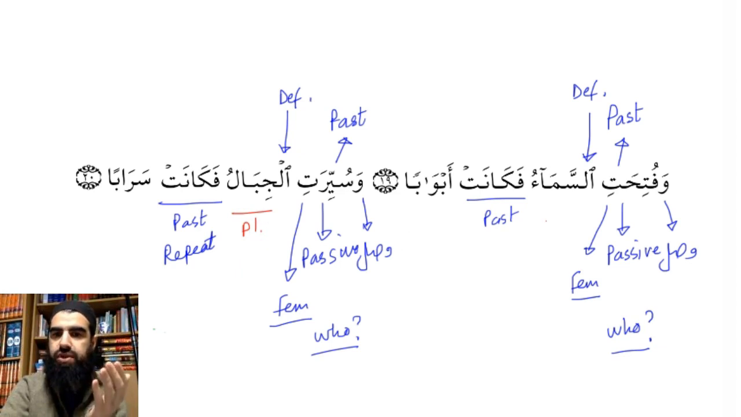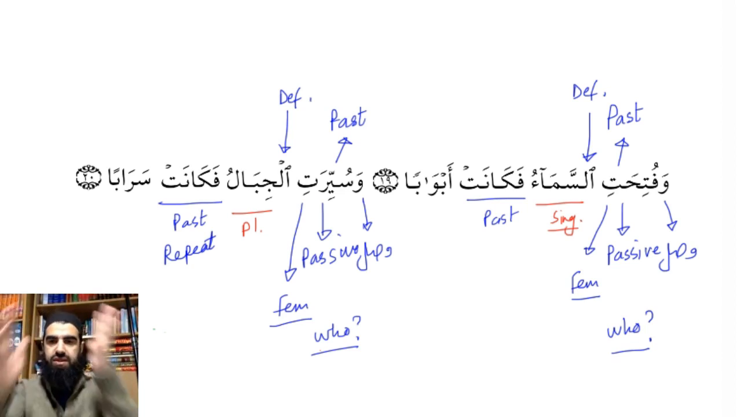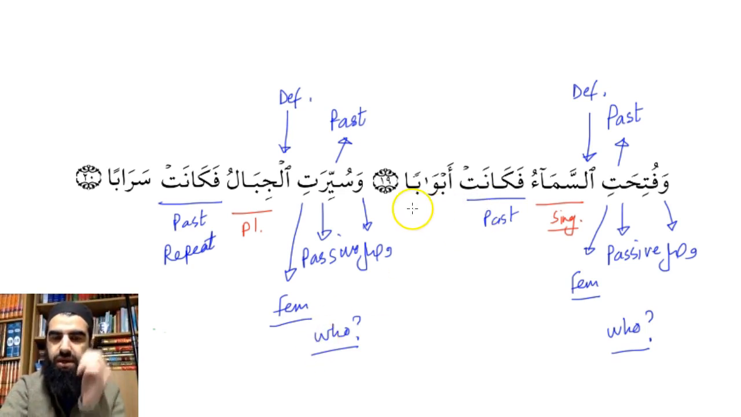So jibal is a plural, but sama is actually singular. Here, deliberately, there's a change, a shift. Sama, singular, sky. There's only one sky, as in above us. Sky is not broken into pieces, it's one, whereas mountains are multiple. So there's a shift there. You can call this a contrast.